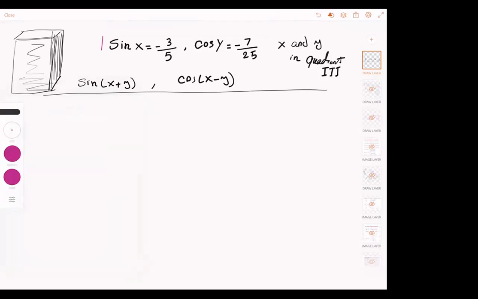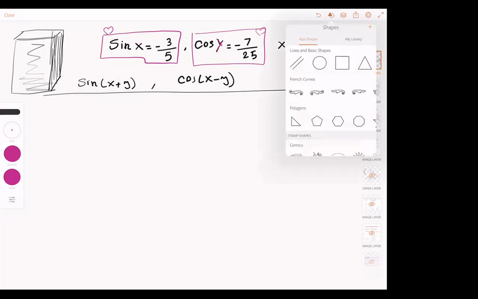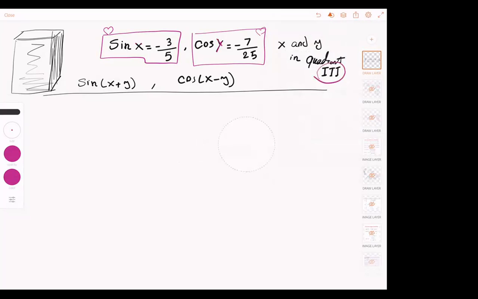We have sine of x equal to -3/5. We have cosine of y, again this is given. One of them is x, another one is y, so there are two different animals. But both of them are in quadrant 3. So we are on quadrant 3. We are here.